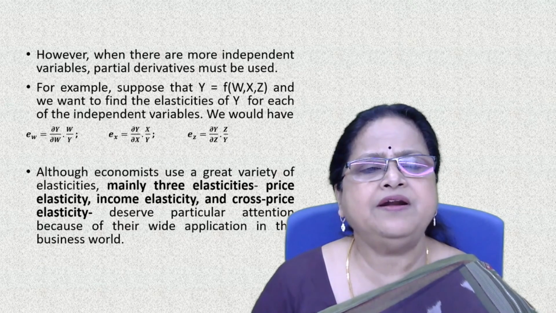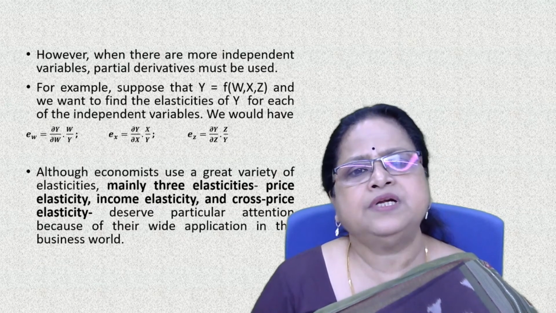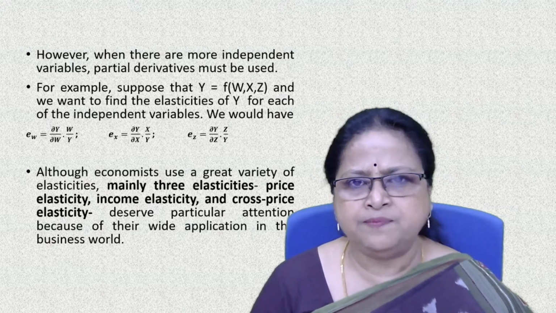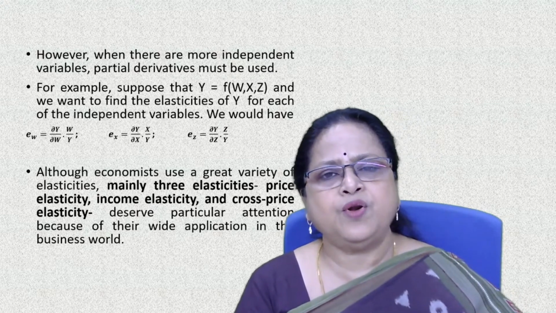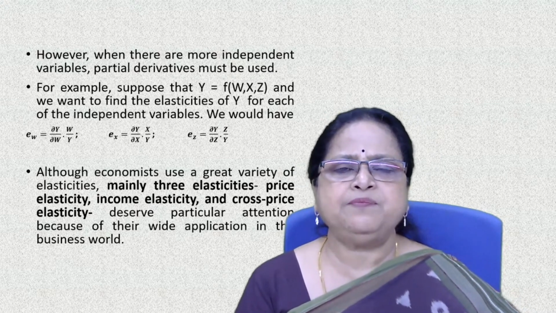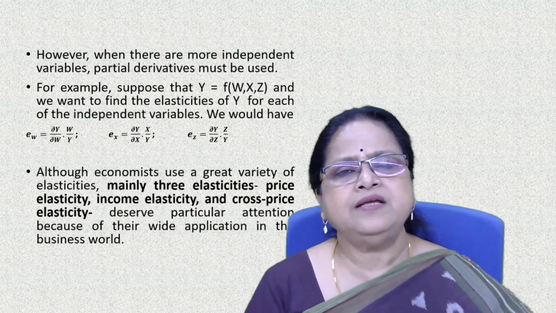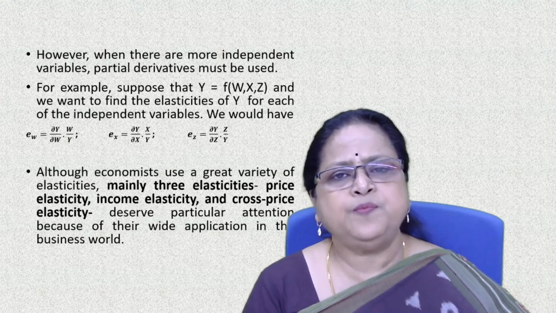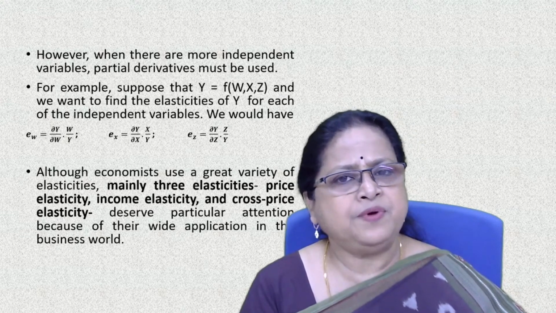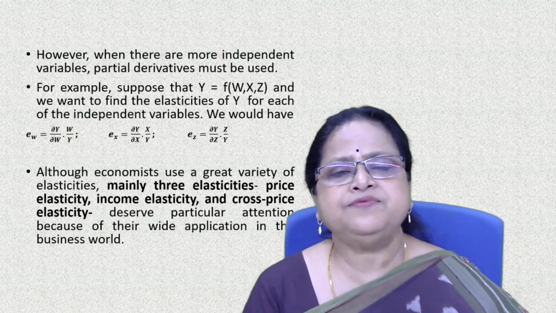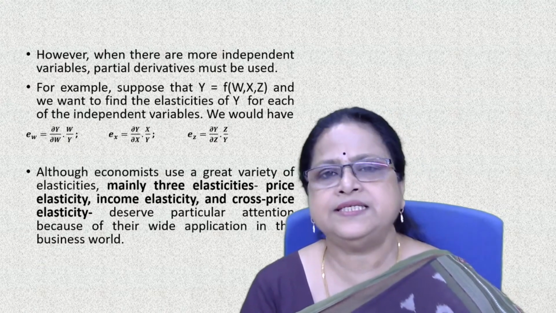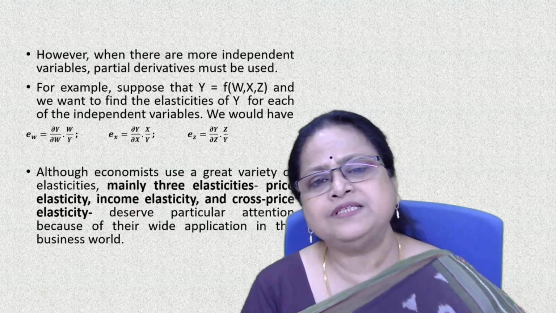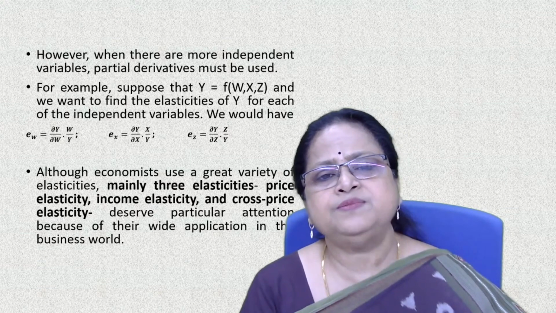However, there may be more independent variables. In that case, partial derivative must be used. You all know how to calculate the partial derivatives. Those were taught in block 1. So partial derivative means you are keeping other variables constant and taking the effect of one particular variable on the dependent variable. Suppose y is a function of three variables, w, x and z. So now there is an influence of w on y, there is influence of x on y, there is influence of z on y.